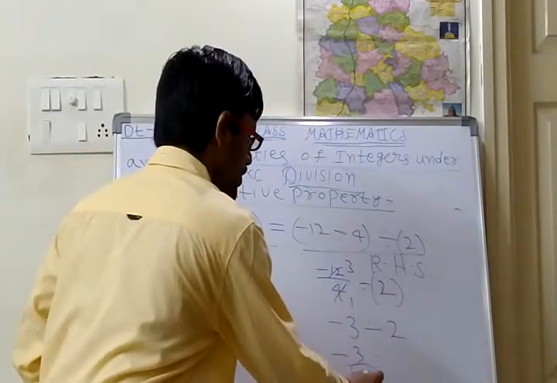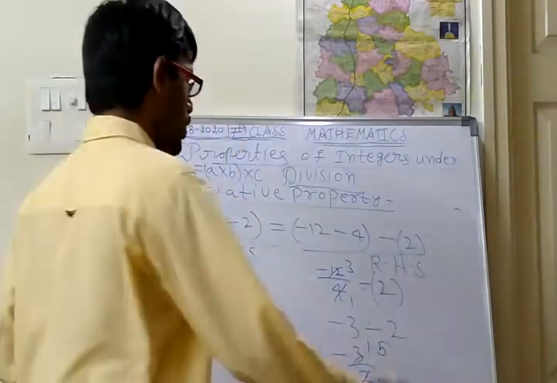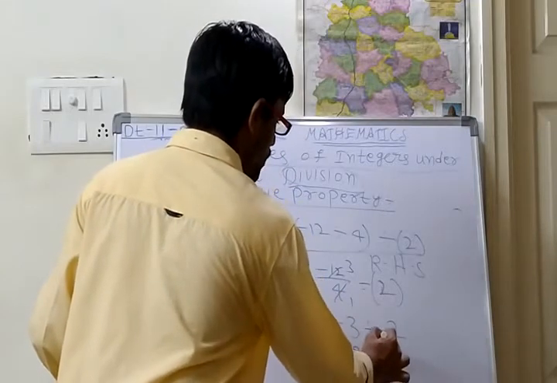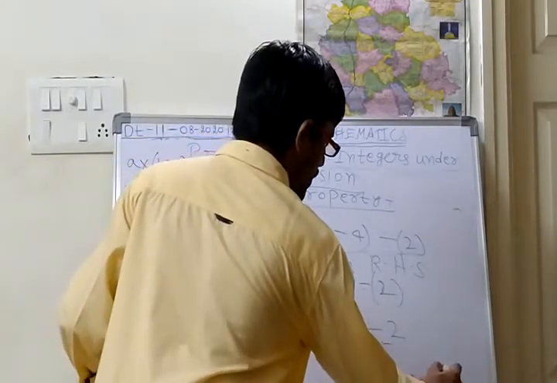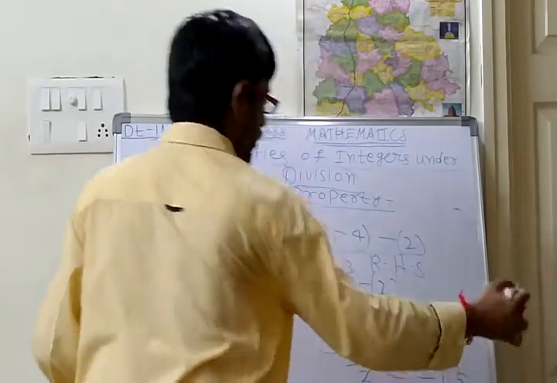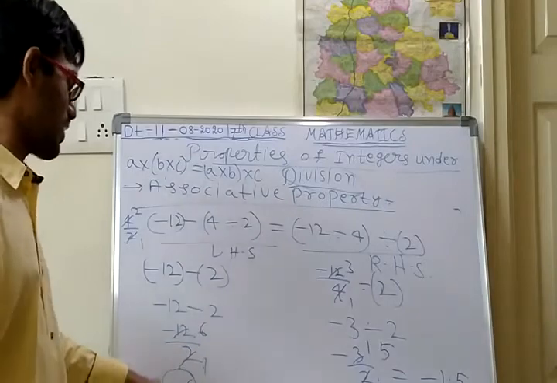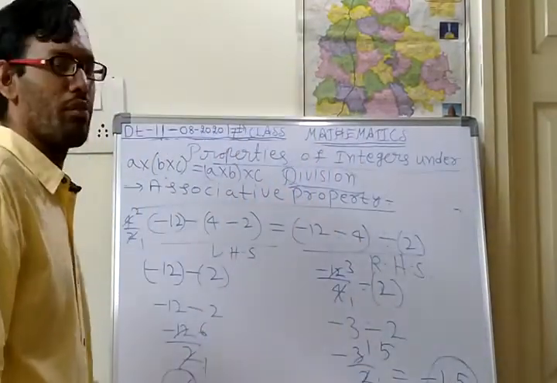Two ones are 2, so 1.5 something will be coming. Two ones are 2, next 1 will be left over, 0, 1.5. So what is the result? Minus 1.5 is the result. So here what is the answer? Minus 6. So here 1.5. Are they both equal? No, they are not equal.